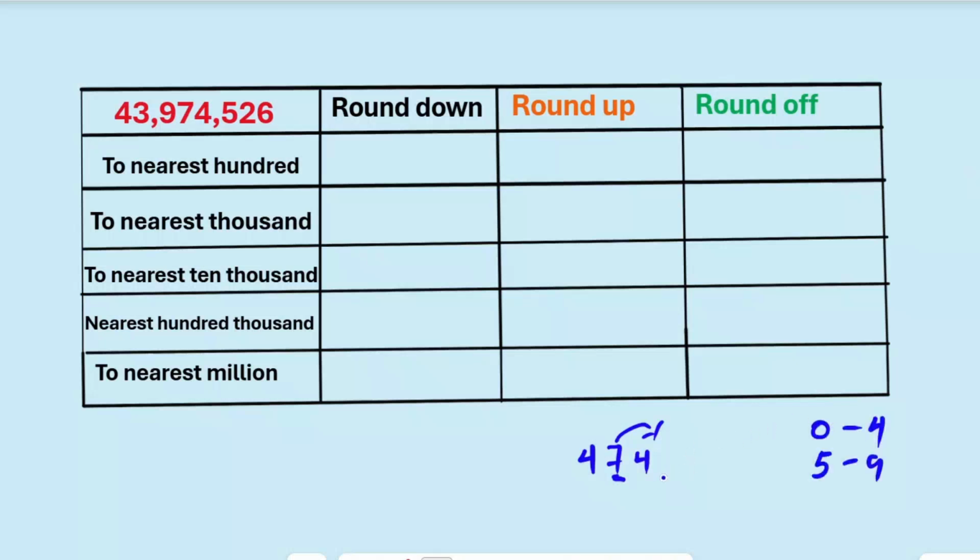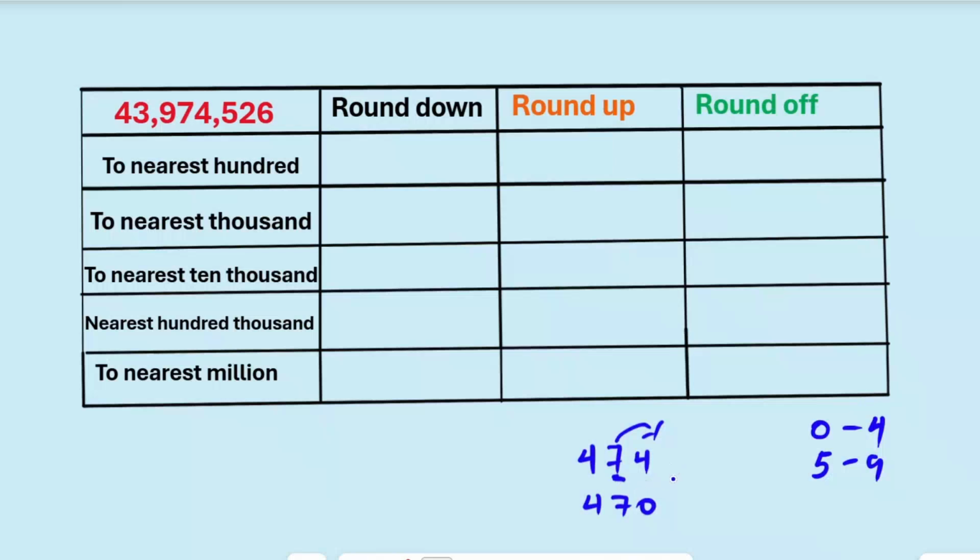If the number behind, which is this 4, is from 0 to 4, then we don't add anything to this 7. We just leave it like that. But when the number is from 5 to 9, it falls within this range, then we are going to add 1 to this 7, making what? 8. So this is what we're going to do in this case. So we have 474. The number behind is 4, which is not up to 5. So we are not going to add 1 to this. So we are just going to write this number as 470. So that is how we can round this number off.